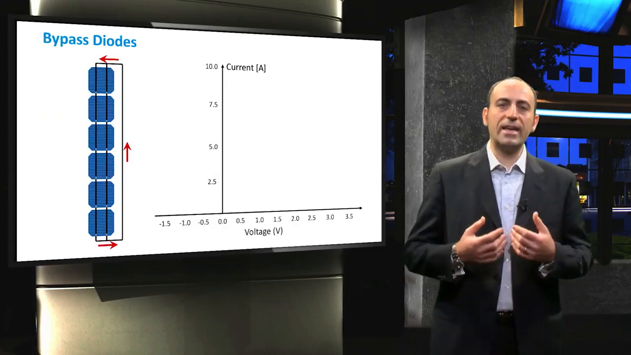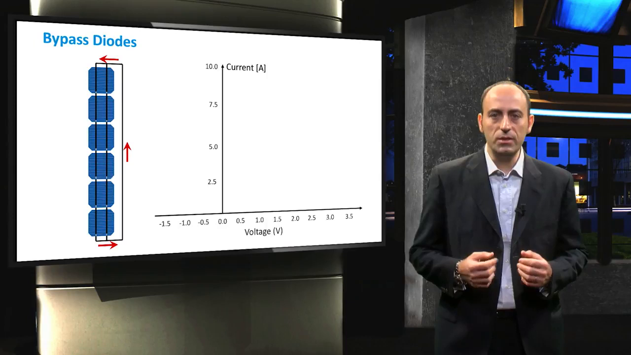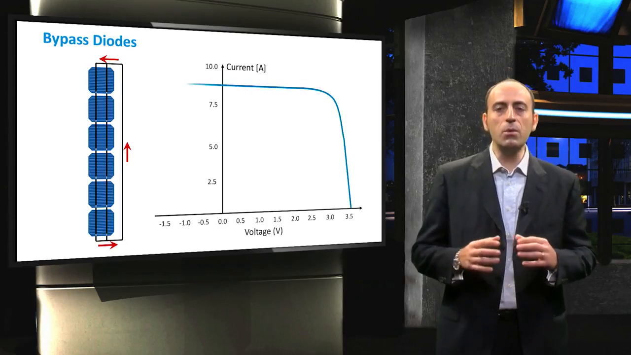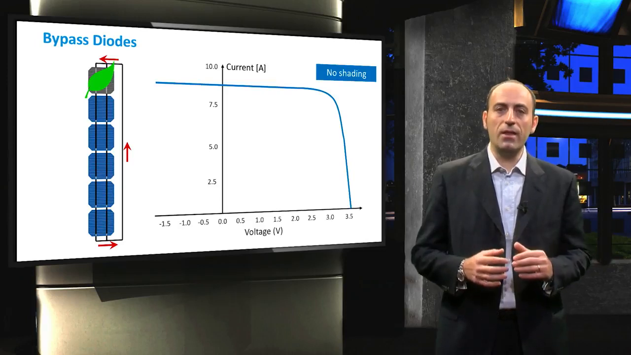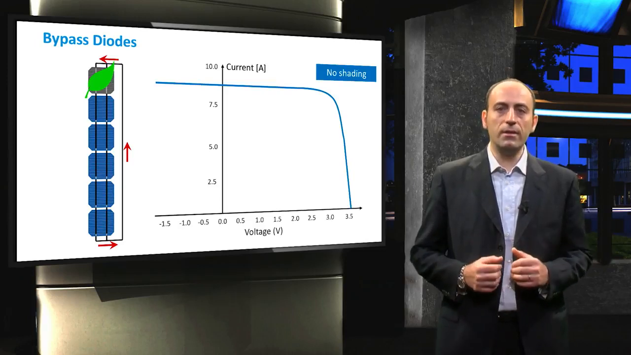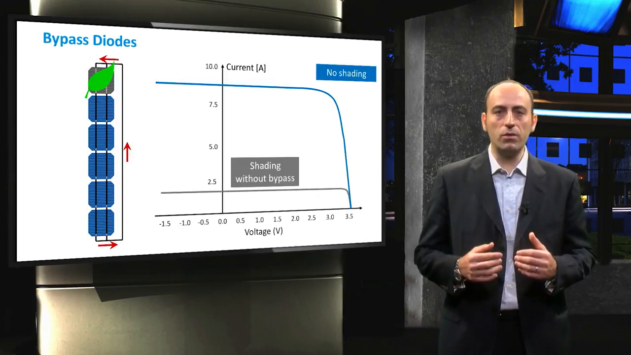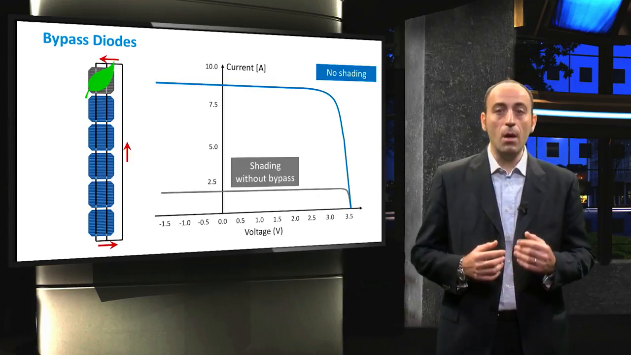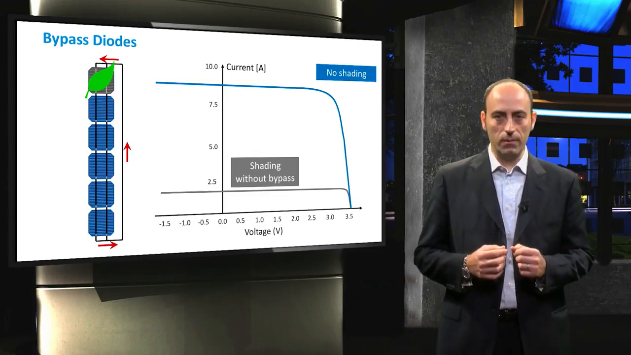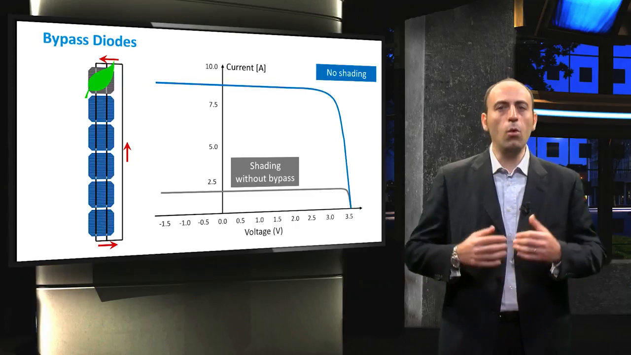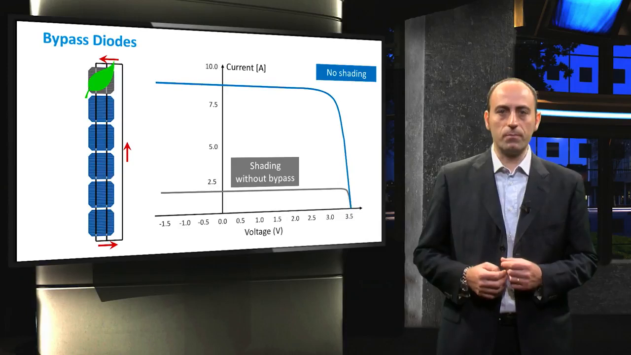Let's come back to the example shown at the beginning of the lecture, and let's draw the IV characteristic of the string when cells are equally illuminated. In case one cell is completely shaded and there is no bypass diode, then the total current voltage characteristic just drops down, with a total voltage that is more or less the same, but then the maximum current is dictated by the partially shaded cell. In order to prevent all the excess current from being dissipated in it, we must use bypass diodes.